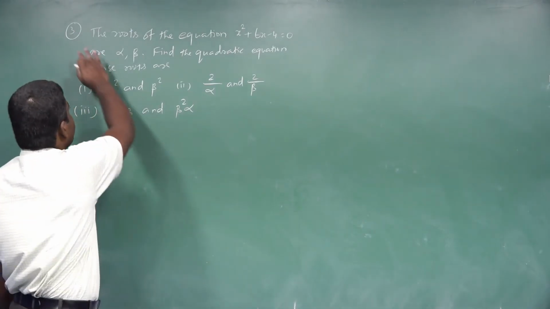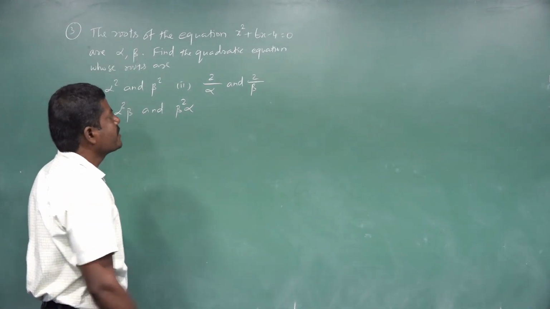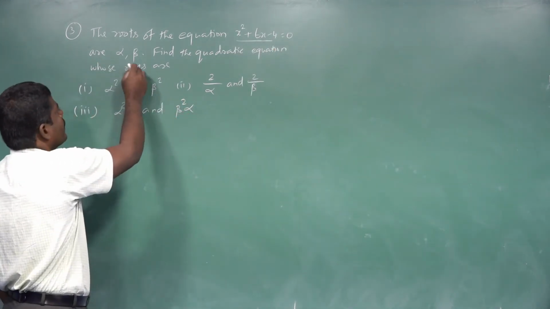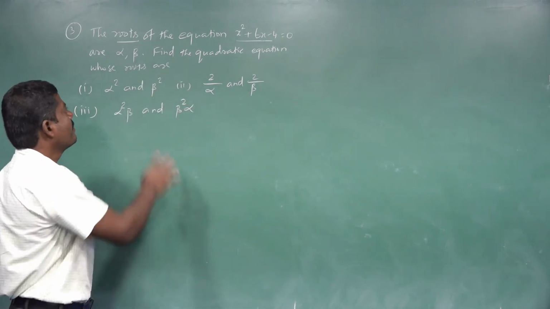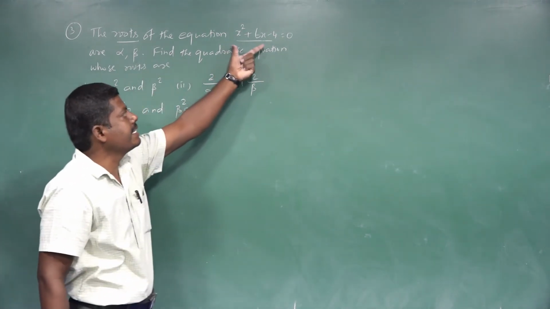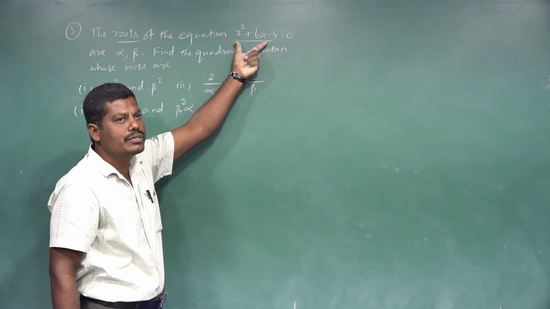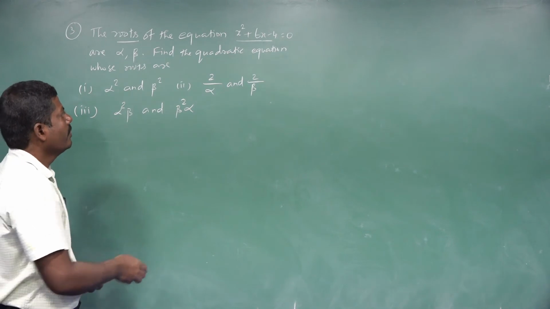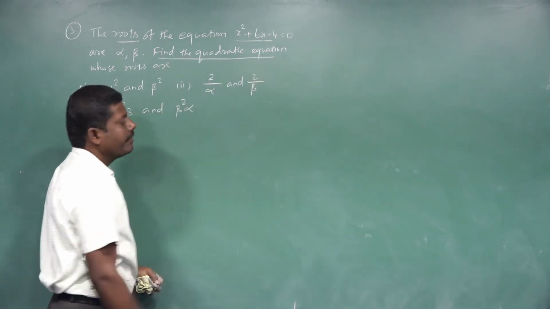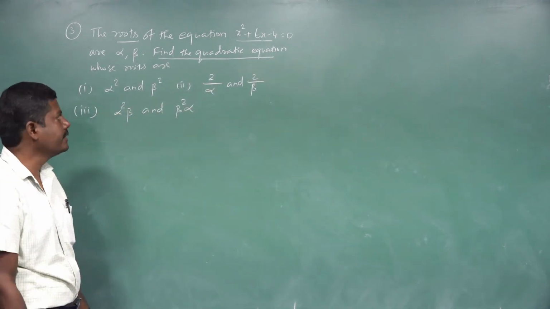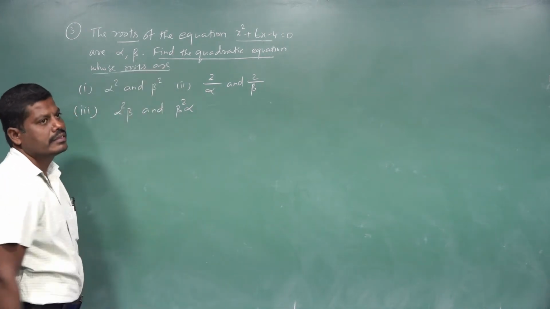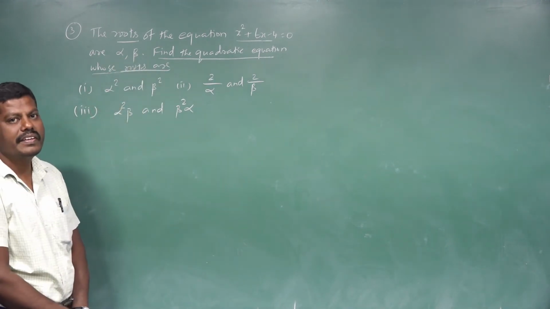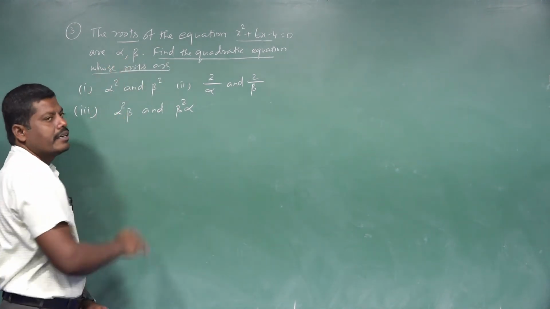Understand? Question number 3. The roots of the equation x square plus 6x minus 4 equal to 0 are alpha and beta. Every quadratic equation has two roots. One root is alpha and another root is beta. Find the quadratic equation whose roots are the given equation's roots alpha and beta.